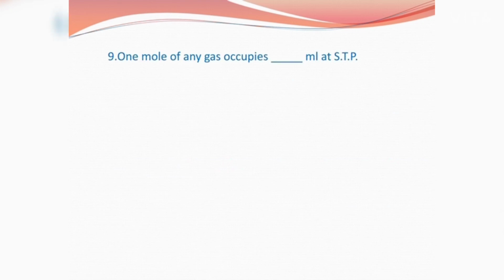Next one: 1 mole of any gas occupies dash ml at STP. Answer: 22,400 ml. Atomicity of phosphorus is 4.